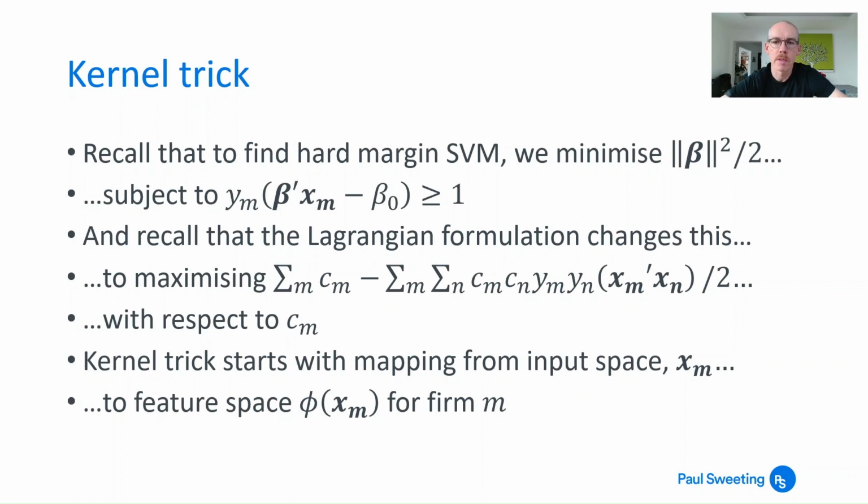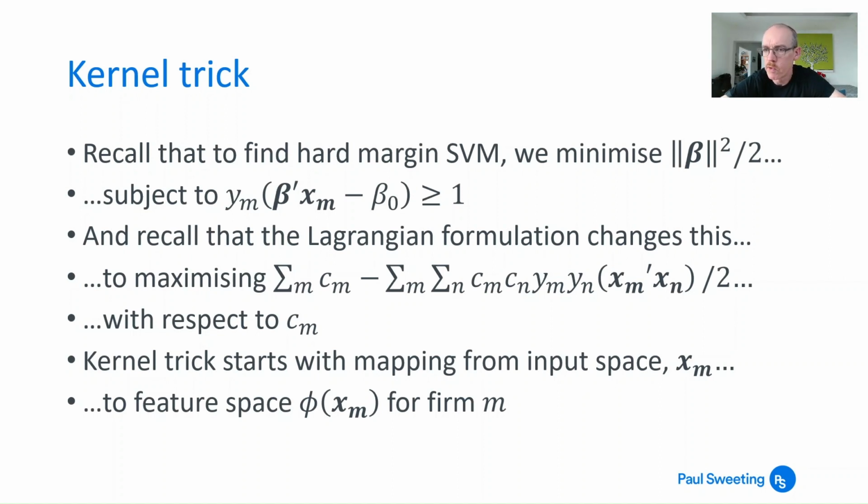So just going back to the Lagrangian, if you remember that when we're looking at the hard margin SVM, what we're trying to do is minimize the norm of beta squared over 2. Now that's the same as minimizing the norm of beta squared, but when you go to the soft margin, the over 2 becomes quite important in that formulation. So that's why I've got it back here. So we're trying to minimize the norm of beta squared over 2, subject to ym times beta transpose xm minus beta naught being greater than or equal to 1.